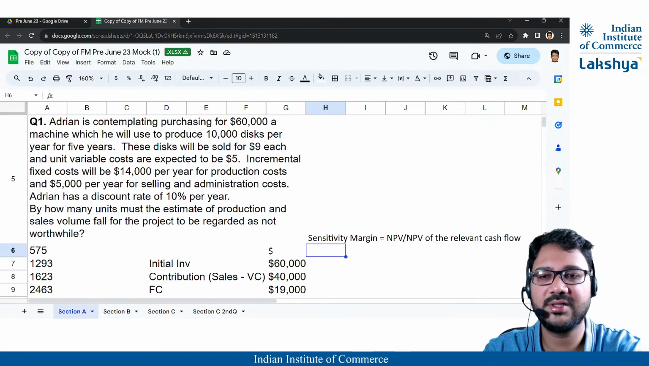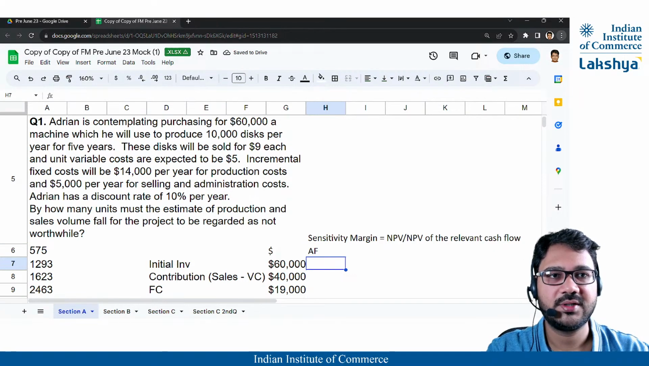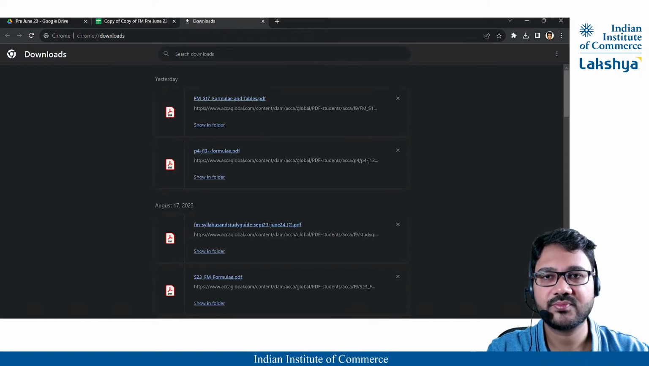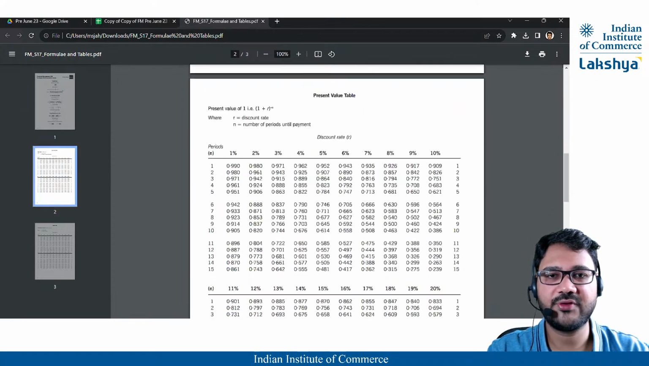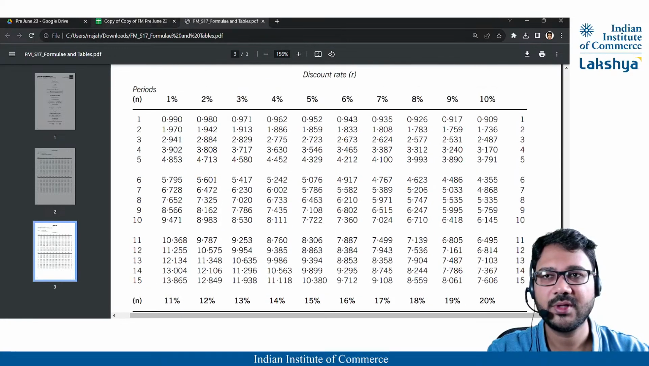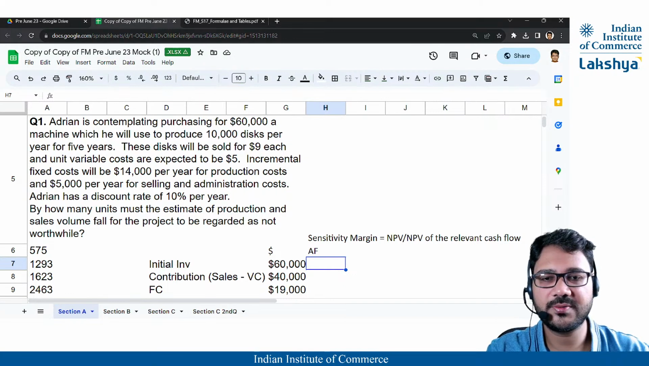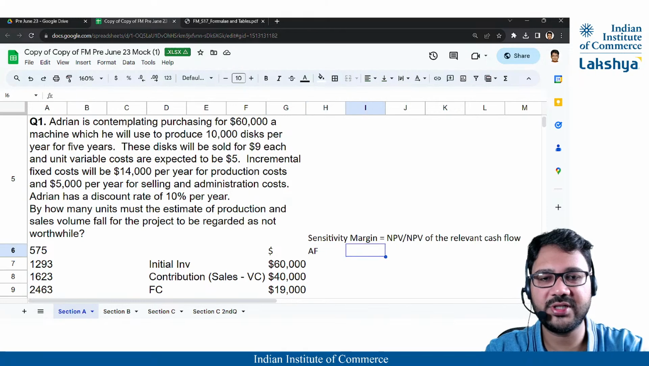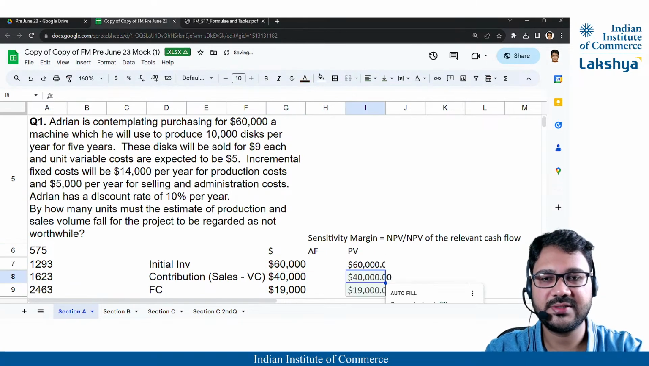Now next is the annuity factor or the discounting factor. So let me just open up the formula sheet. Okay, so this is our formula sheet. From here, we need to find the annuity factor. And what's the discounting rate? The discounting rate is 10% for how many years? For 5 years. Okay, so in this case, initial investment is already in present value. So we'll write it as is.